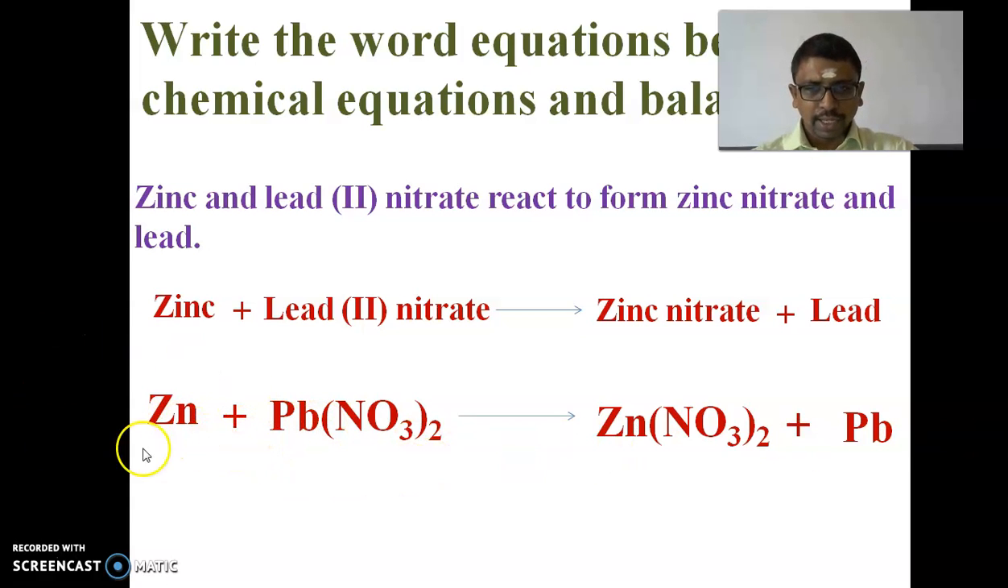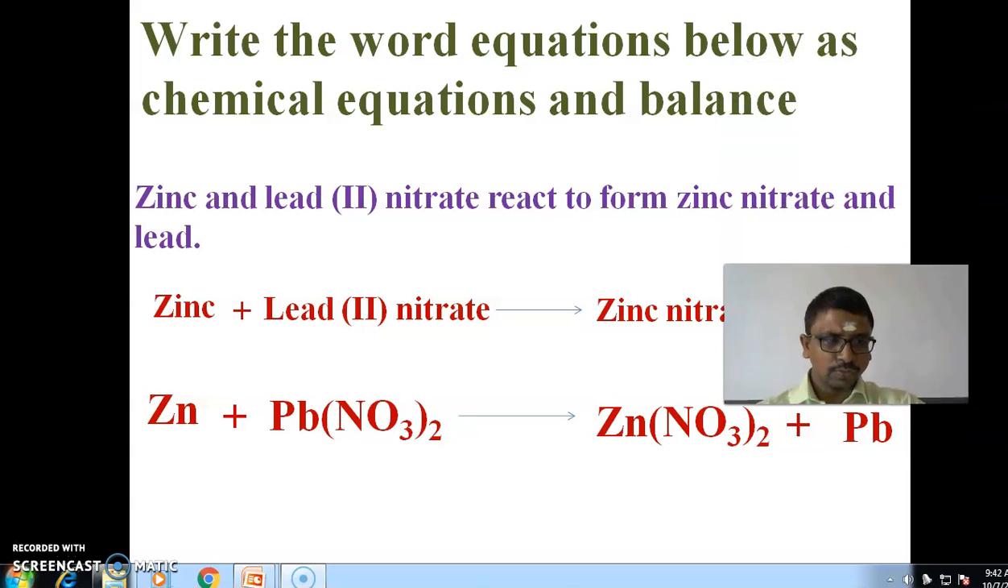So on the reactant side, how many zinc atoms are there? 1. In the product also 1. And lead here also 1, in the product also 1. Nitrogen here is 2, and here also 2. And oxygen, that is O3 twice, means 3 times 2, which is 6. So here 6 oxygen are there, and here also 6 oxygen. So the equation is already balanced.